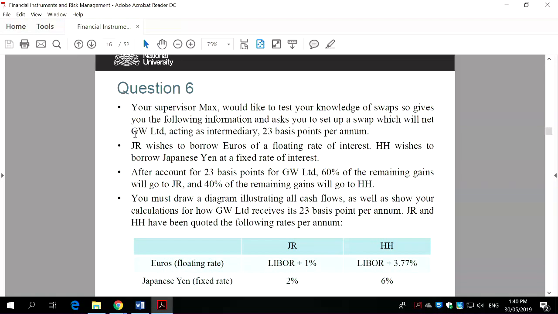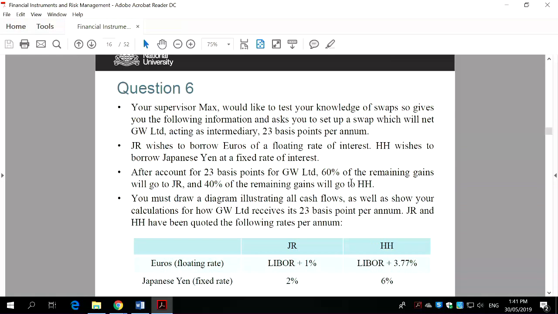First of all, we have a company called JR. JR wants to borrow euros at a floating rate of interest. And then we have the second company called Hedge. Hedge wants to borrow Japanese yen at a fixed rate of interest. And after accounting for 23 basis points for the intermediary, which is GW, 60% of the gain needs to go to JR, and 40% of the gain goes to Hedge.